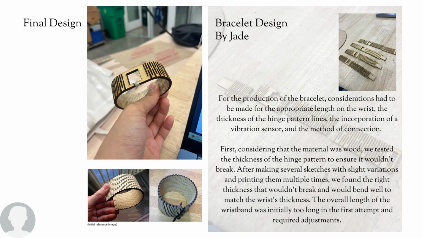For the production of the bracelet, considerations had to be made for the appropriate length on the wrist, the thickness of the hinge patterns, the incorporation of a vibration sensor, and the method of connection. First, considering that the material was wood, we tested the thickness of the hinge pattern to ensure it wouldn't break. After making several sketches with slight variations and printing them multiple times, we found the right thickness that wouldn't break and would bend well to match the wrist thickness. The overall length of the wristband was initially too long in the first attempt and required adjustments.